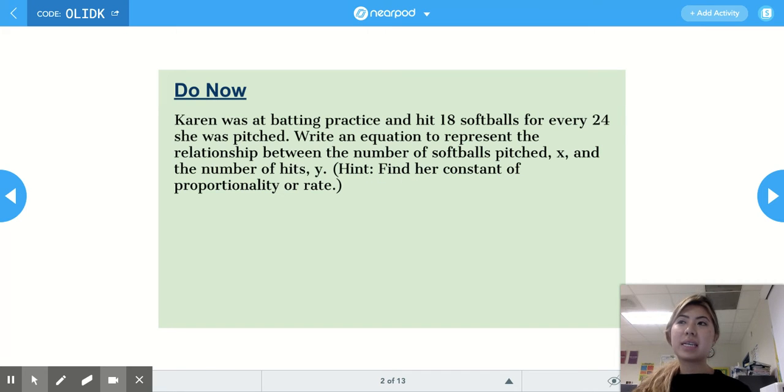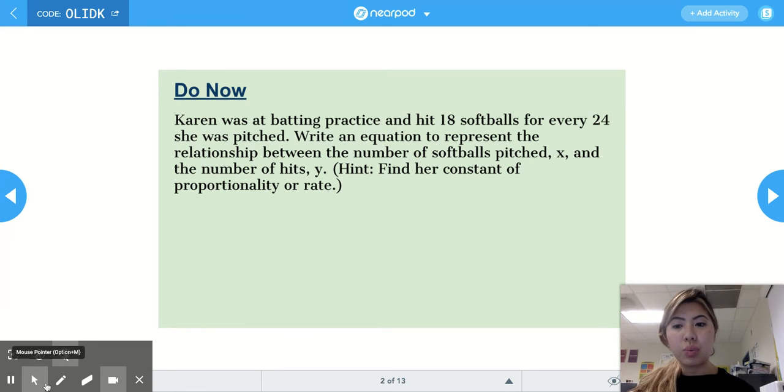Welcome to today's lesson on representing linear proportional situations with equations in the form of y is equal to k times x. Our do now reads, Karen was at batting practice and hit 18 softballs for every 24 she was pitched. Write an equation to represent the relationship between the number of softballs pitched, x, and the number of hits, y. And the hint is to find her constant of proportionality or rate.